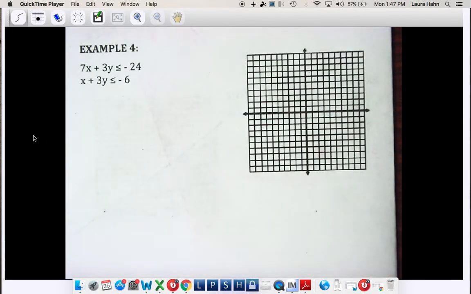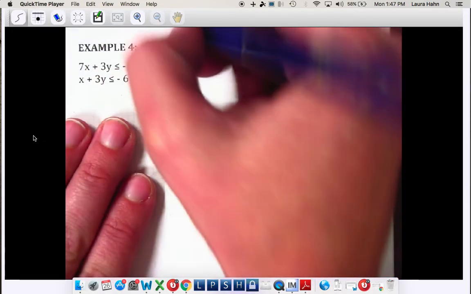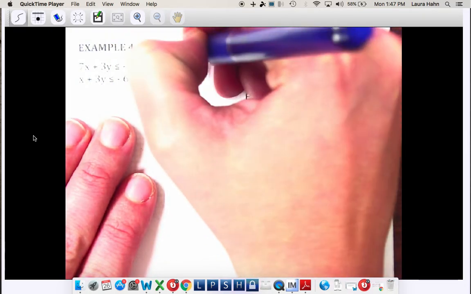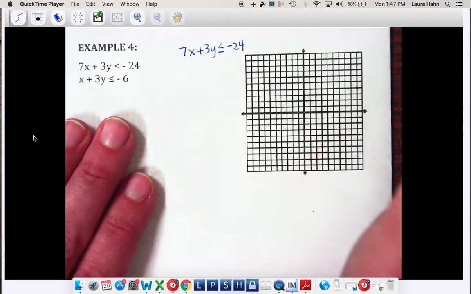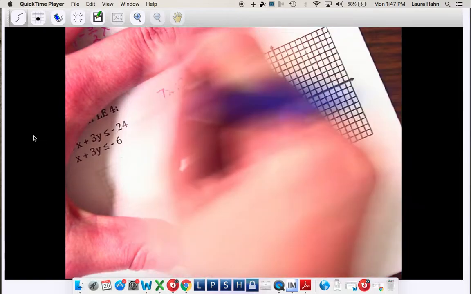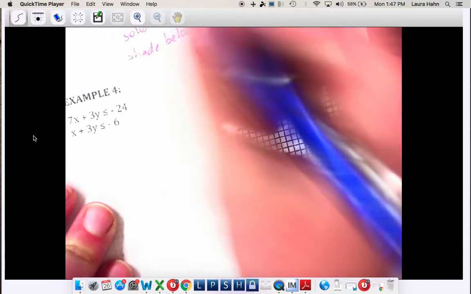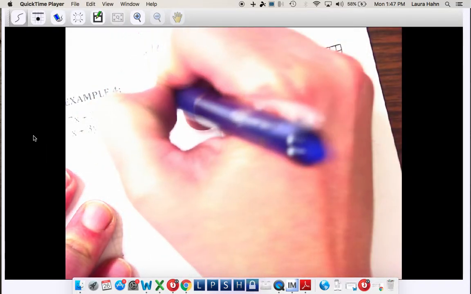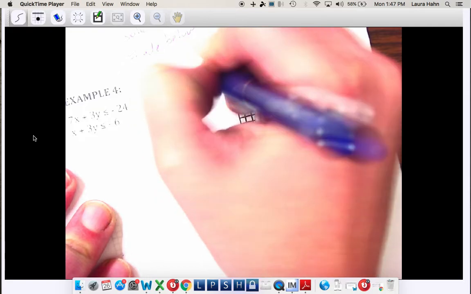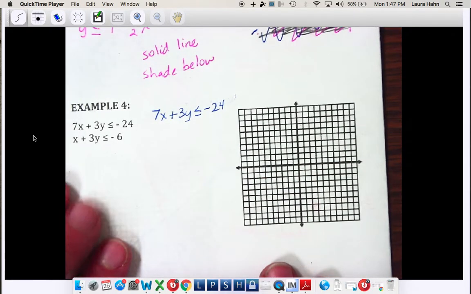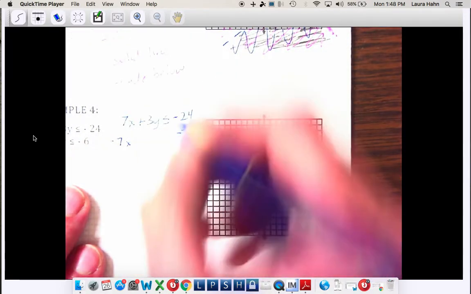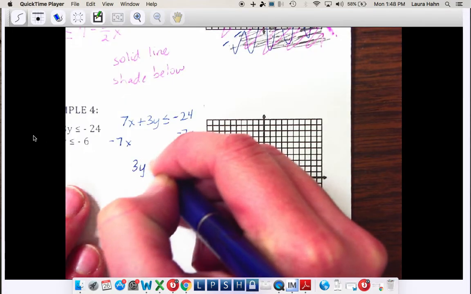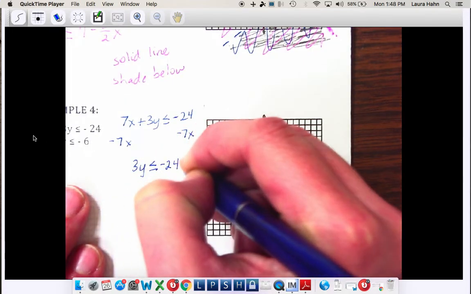Okay, let's rework. Let's get y by itself. 7x plus 3y is less than or equal to negative 24. I'm going to rewrite this. First thing I want to do is take away 7x from both sides. That's going to leave me with 3y is less than or equal to negative 24 minus 7x.